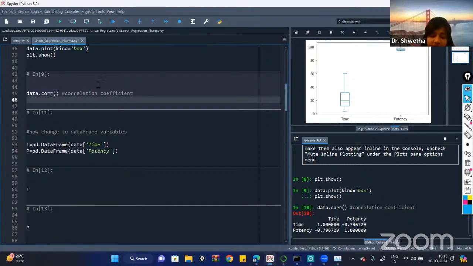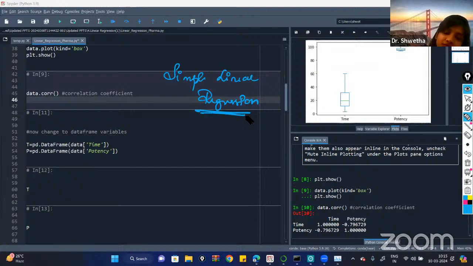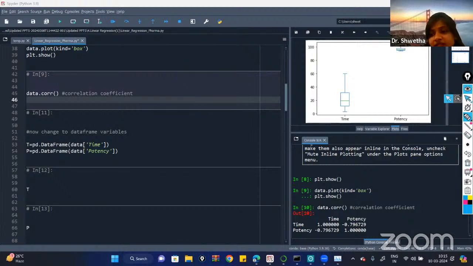Now we have found out that there is correlation. So we can also go for regression analysis, simple linear regression. To apply this simple linear regression, there are multiple ways. We will see them one by one.